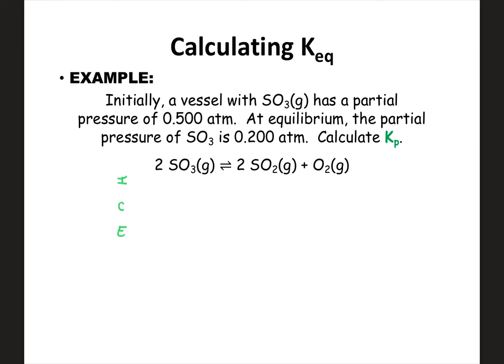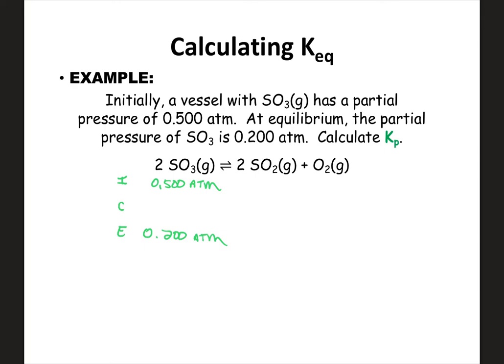Based on the information I know from the problem, they told me the initial pressure here of the SO3 is 0.500 atms. And they told me the equilibrium partial pressure of the SO3 is 0.200 atms. All right, so that's the only information I got here. But notice I know at least one of the pressures at equilibrium, so it's going to be a logic and math version of the problem.